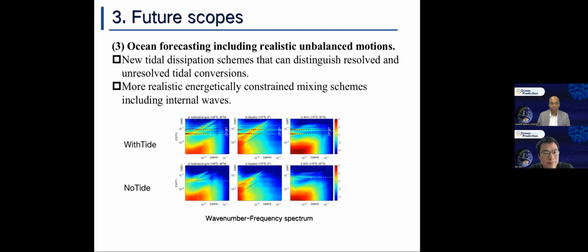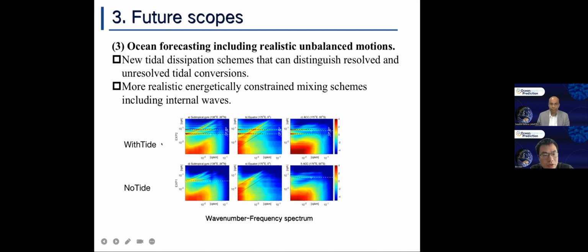The third point is that we might try our best to resolve explicit tide in this specific region, because the tide is very energetic. This also will achieve ocean forecasting including realistic unbalanced motions. And we still have two obstacles to overcome for this new generation ocean model development. First is new tidal dissipation schemes that can distinguish the resolved and unresolved tidal conversions. The second obstacle is that we need to develop more realistic, energetically constrained mixing schemes, including internal waves.